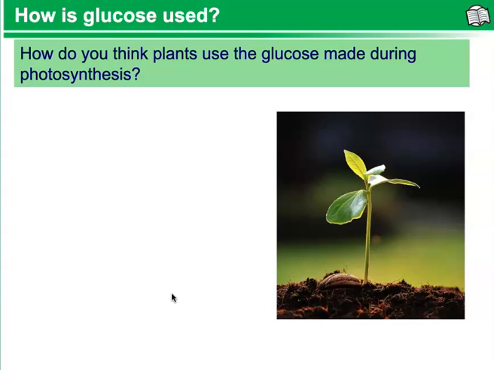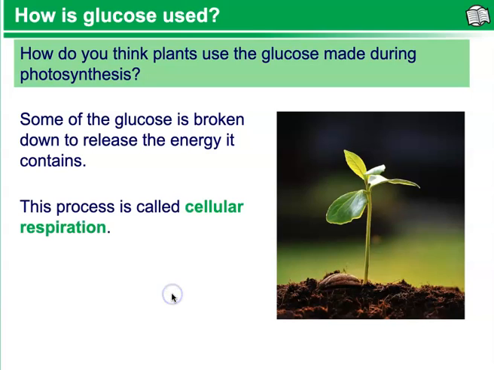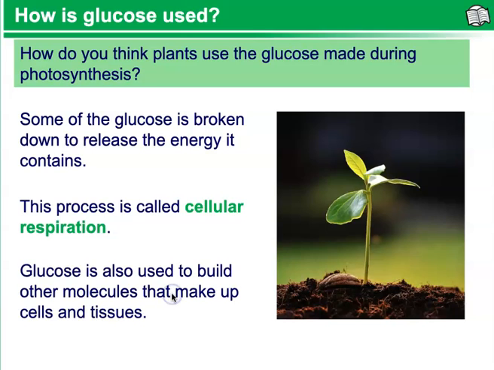So how is glucose used? How do you think that plants use the glucose made during photosynthesis? Some of the glucose is broken down to release the energy it contains. This process is called cellular respiration. Glucose is also used to build other molecules that make up cells and tissues.